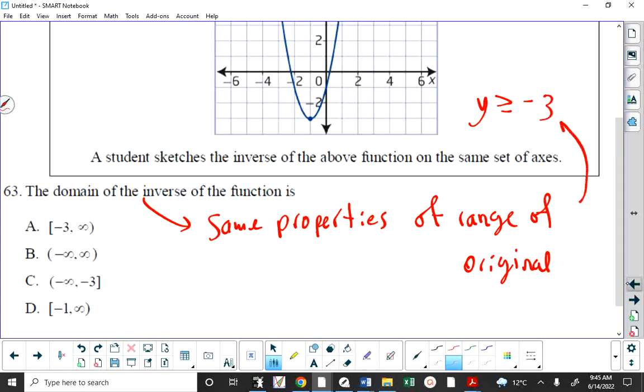That's the range of the original, which means the domain of the inverse will be x is greater than or equal to -3. And this is why I was very careful in saying what I wrote. It's not the same. It's the same properties because the range of one is y, the domain of the other is x. So it's x is greater than or equal to -3, and that means it's -3 to infinity.